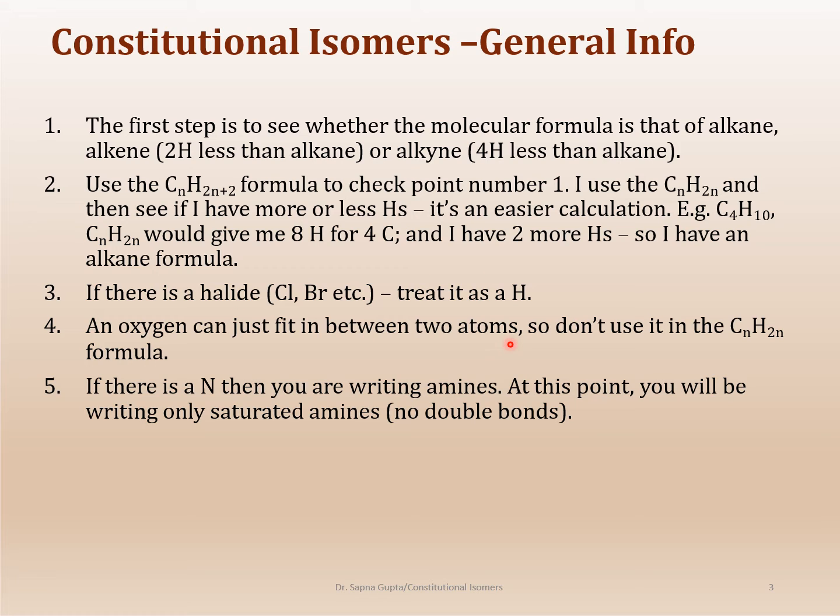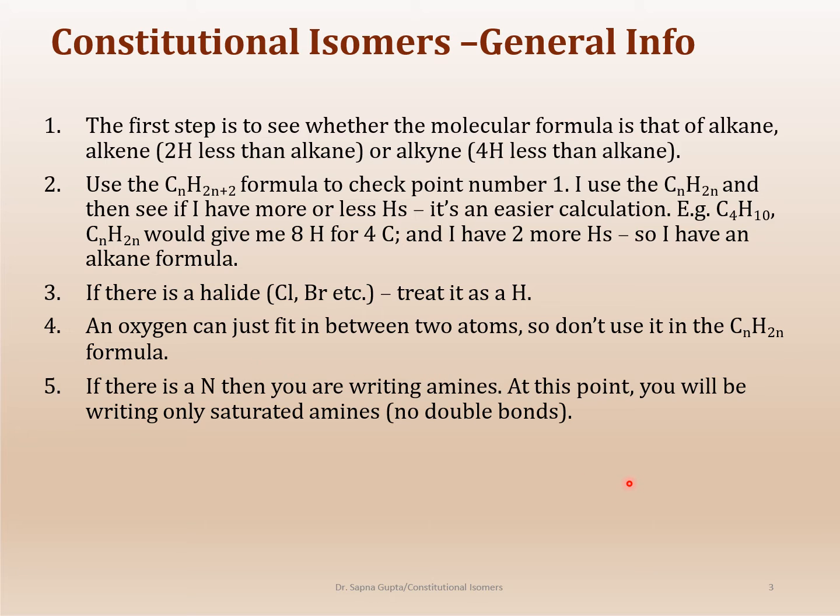If you are given any halogen in there, Cl, Br, F, whatever it is, to write constitutional isomers, then you treat it just like a hydrogen, because hydrogens have a single bond to carbon, and so do chlorine and bromine, the halogens. That's kind of how it goes. Oxygen just fits in between the atoms, so you don't even count it as an atom. You don't count it as hydrogen, you don't count it as anything, because oxygen will just fit in everywhere. You will see in all the structures I've drawn for you.